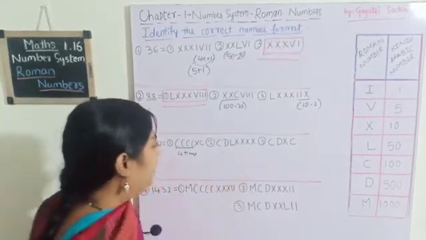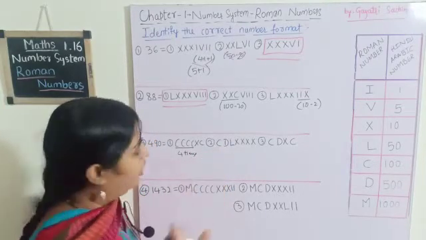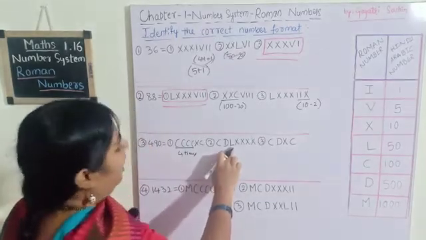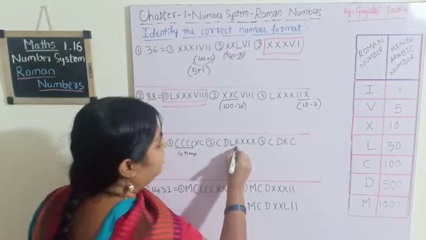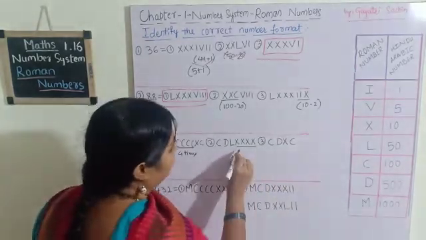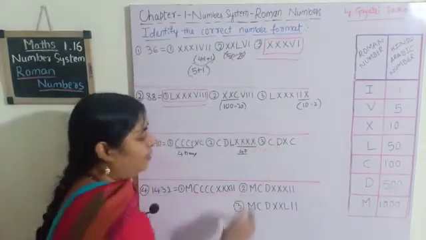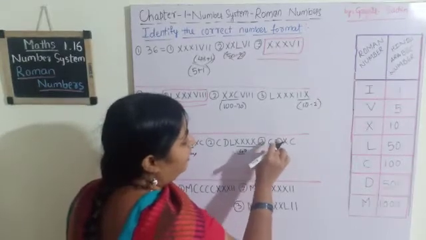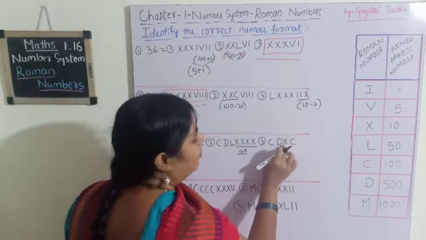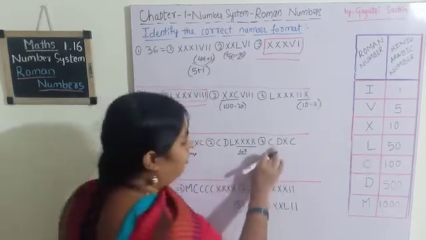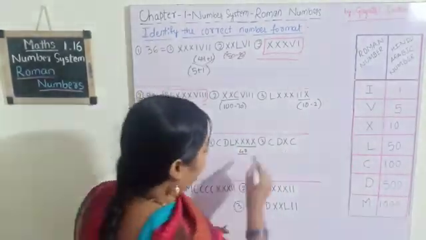Coming to the next option, CD. This is 500 minus 100, 400. That is correct. This is 50. And again for the next, 40, they have written like this. Again, this is wrong. We will not use this one for 40. Coming to the next example, CD means 500 minus 100 is 400 and XC means 100 minus 10 is 90. See, 490.